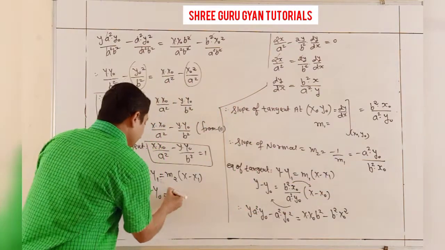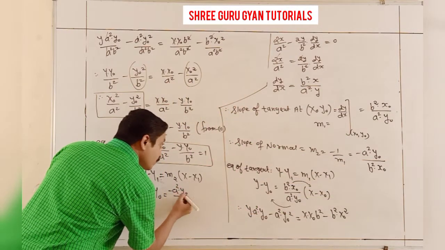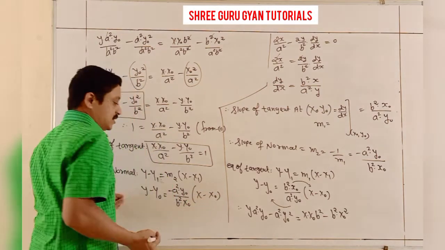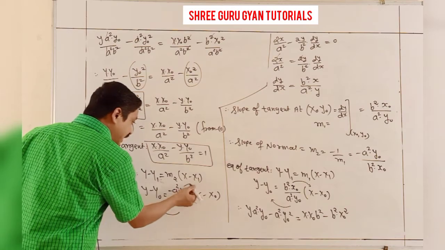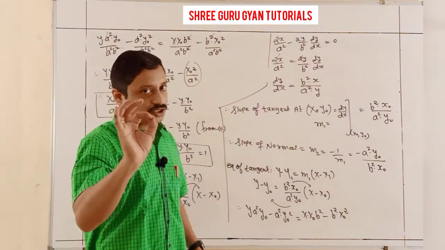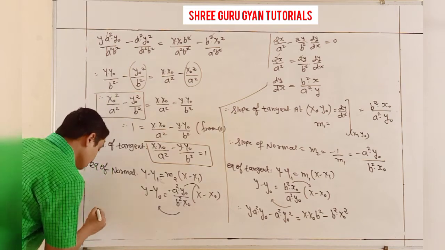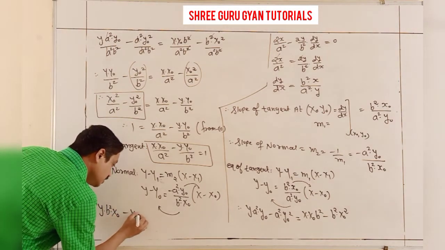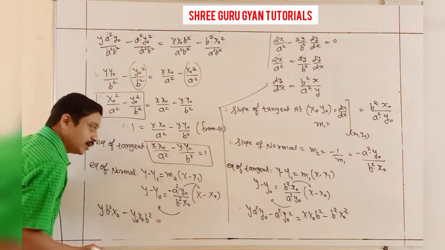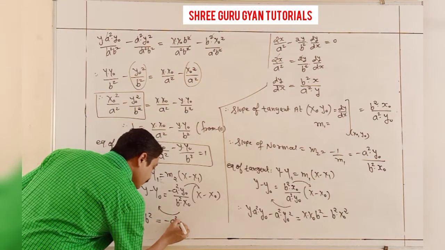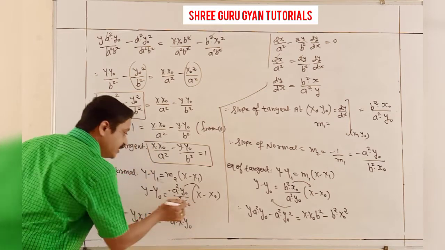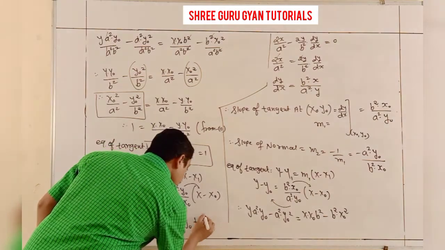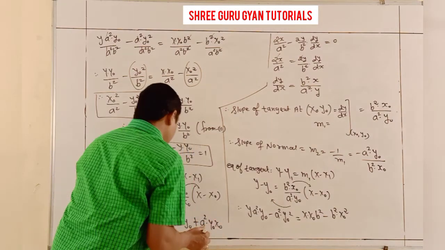Minus a square y0 by b square x0 times x minus x0. And this solution is also not easy, students. I just cross multiply first of all. So you are getting here b square x0 y minus y0 x0 b square, and on the right side minus a square x y0, like minus x square times y0 plus a square y0 x0.